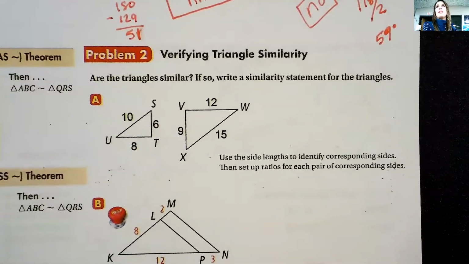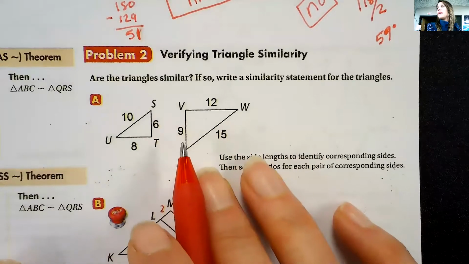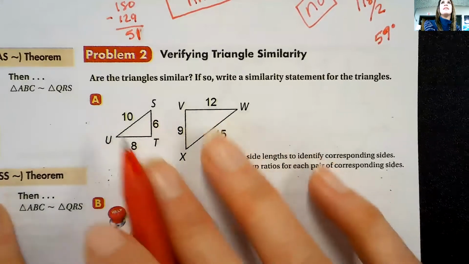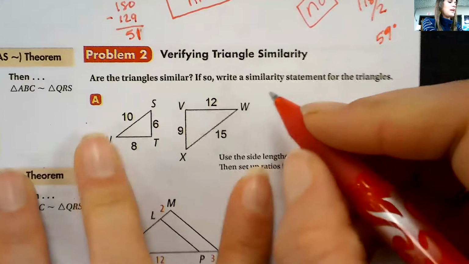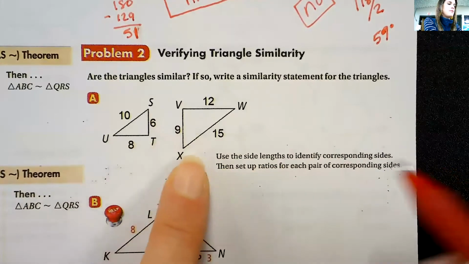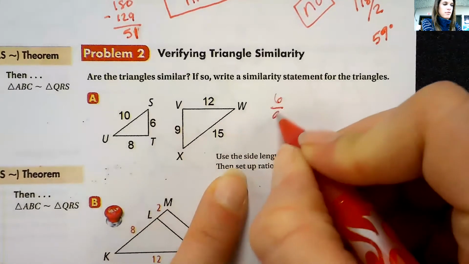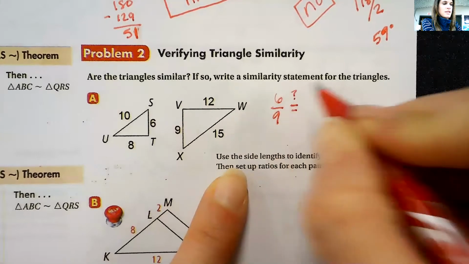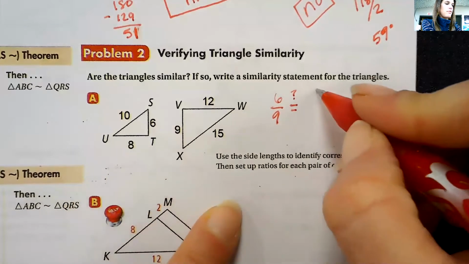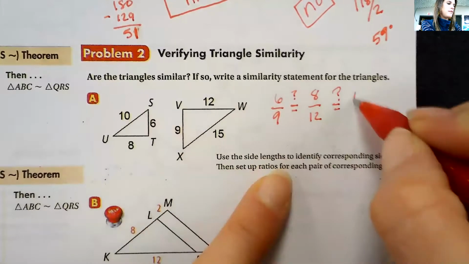So when we look at A, it didn't give me any angle measures. So I know I'm not using angle, or side angle side. I am looking at these sides here. So like we did yesterday, let's match up the corresponding sides. So the two smallest sides are 6 and 9. We want to know, is that the same as, and then check 8 and 12, and check 10 and 15.